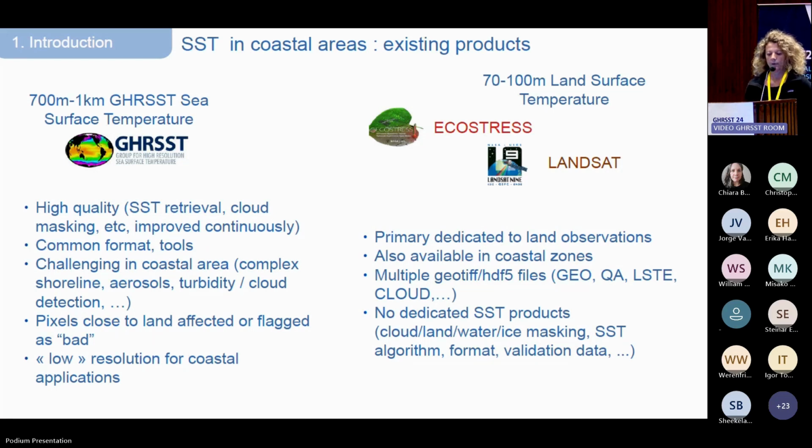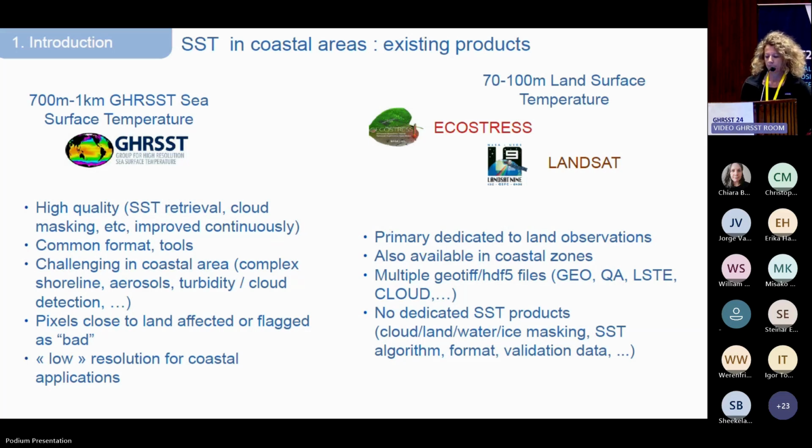So pixels very close to land are contaminated by land or aerosols in the atmosphere, for example, and are often flagged as bad pixels. And for many applications in coastal zones, 1 kilometer data can be considered as low resolution data.